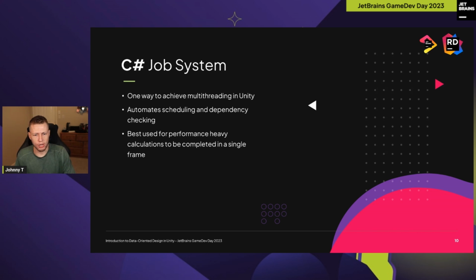So the C# job system is best used for performance heavy calculations to be completed within a single frame. I'd say this is a little bit different than, say, async programming, where we might have some longer running work running in the background. The C# job system works best when we actually need to complete some work within one single frame, but we still don't want to be blocking the main thread.